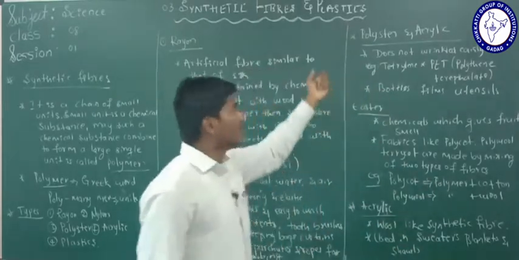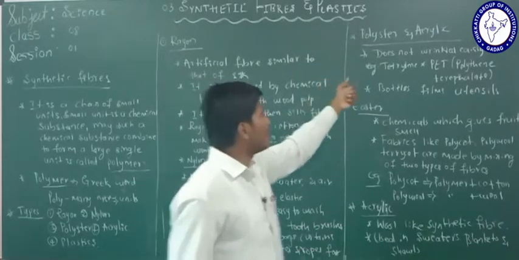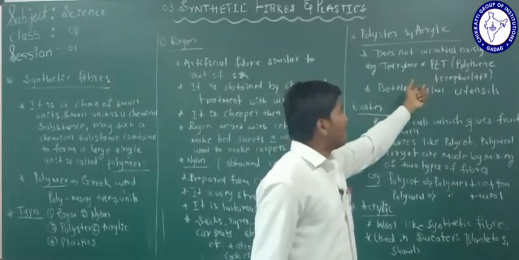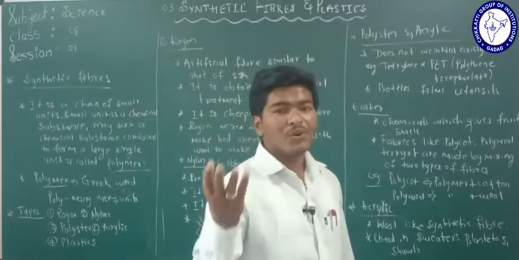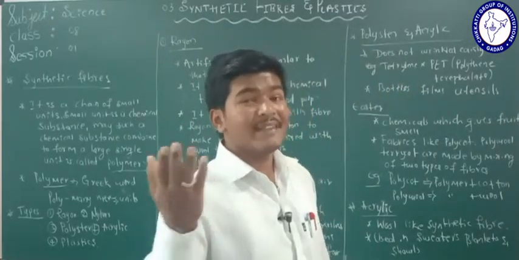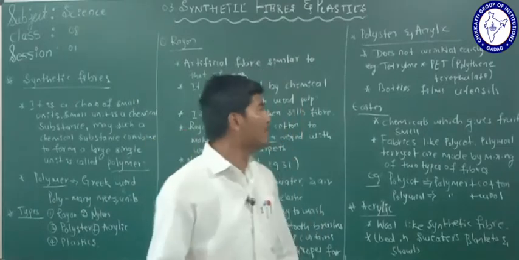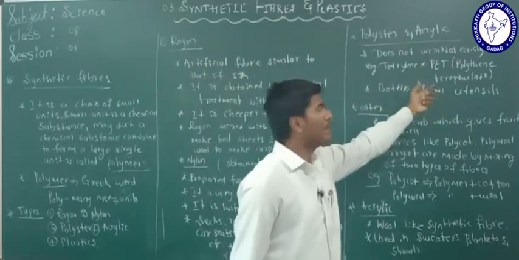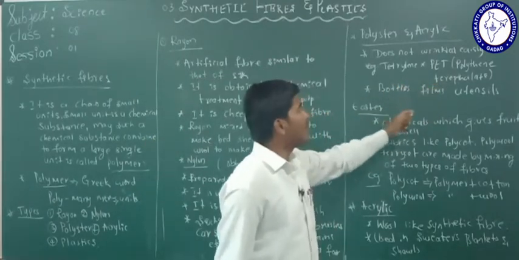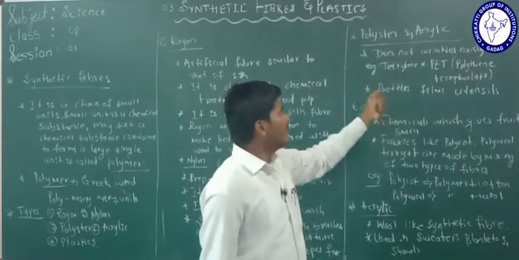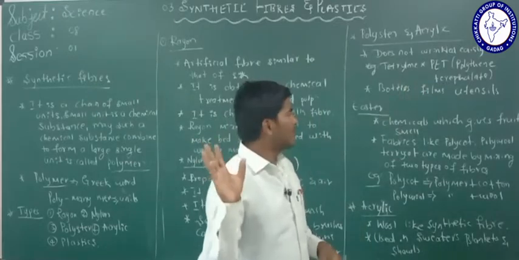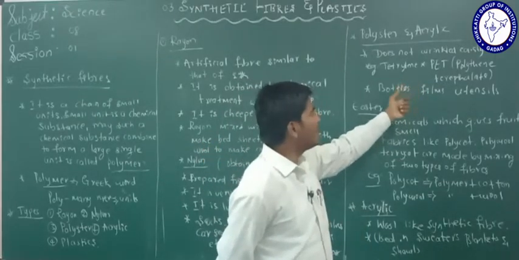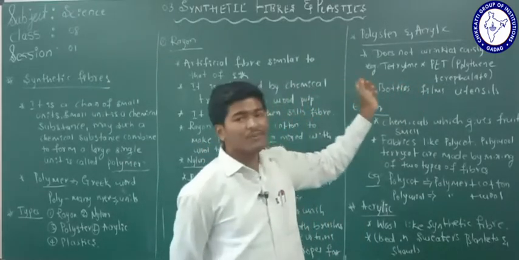And the examples of polyesters are terylene and PET. The PET is a familiar word to you. The PET bottles you are hearing. What is meant by PET here? What is the full form of PET? The full form of PET is polyethylene terephthalate. Sorry, it is not tetra, it is terephthalate. Polyethylene terephthalate is the full form of PET.